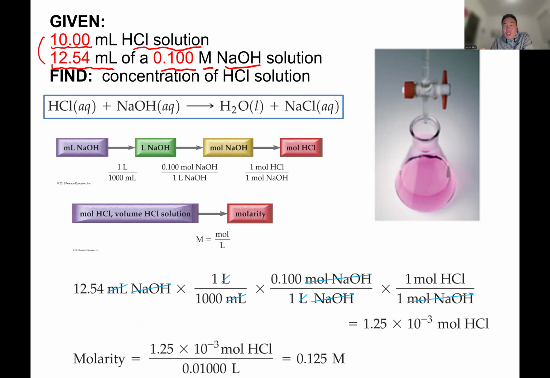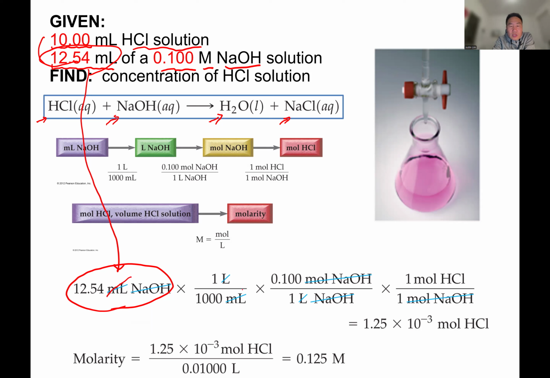So first, it is good to create a balanced equation. So 1 mole of HCl reacts with 1 mole of sodium hydroxide to generate 1 mole of dihydrogen monoxide and 1 mole of sodium chloride. So create the balanced equation first. And then write down the given number with unit. So the given is 12.54 milliliters NaOH. So you have to convert milliliters to liters, so times 1 liter over 1000 milliliters.